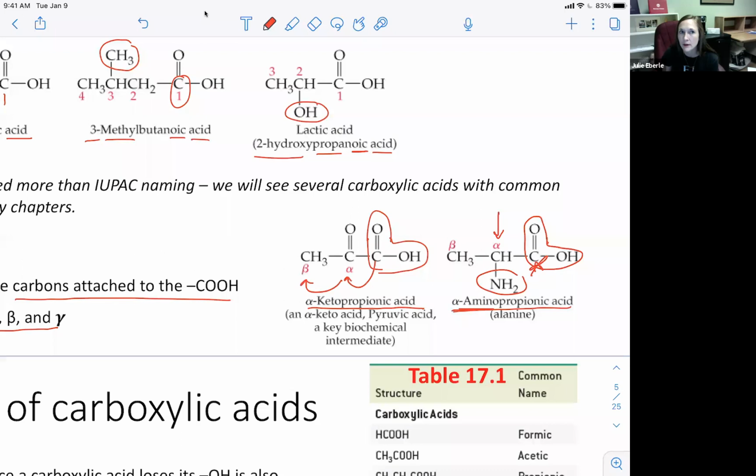The only carbonyl that's internal could be, well, ketones we know are internal, but esters, we're actually going to hit esters and amides right after this, and those can also be internal.